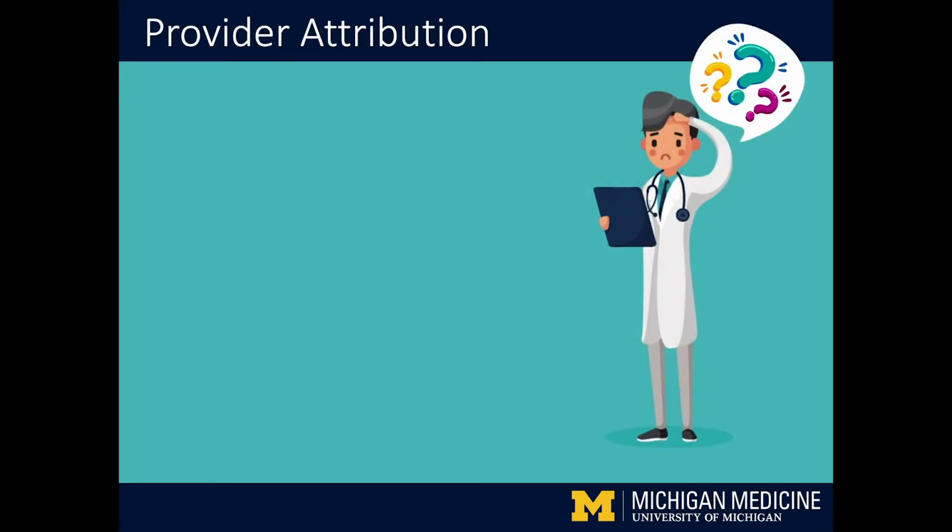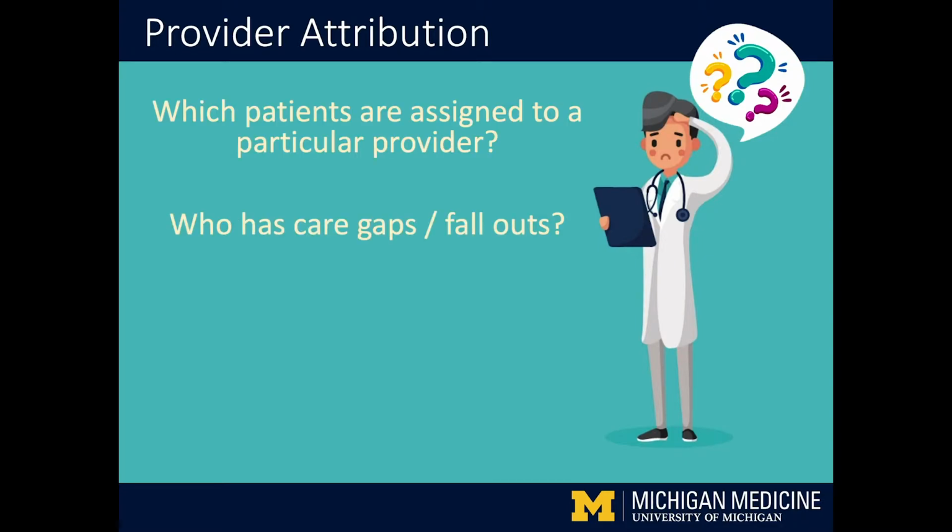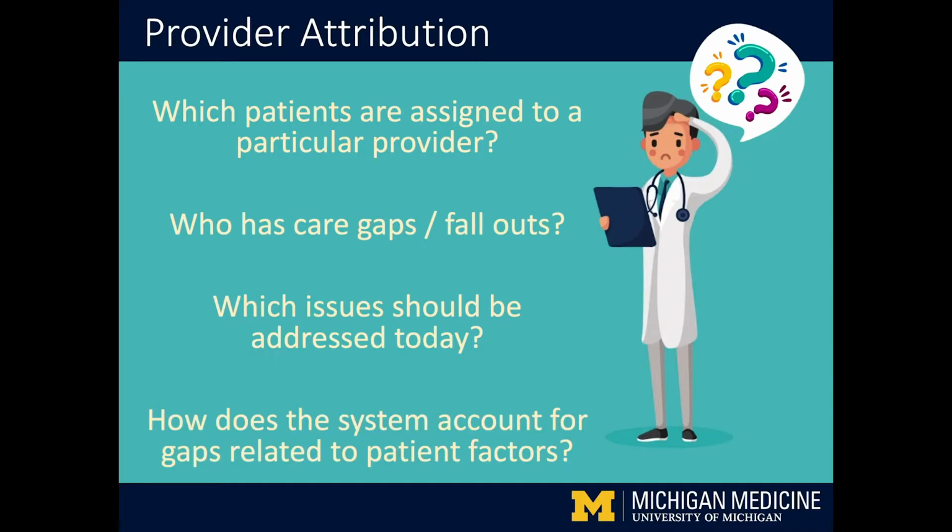Several questions commonly arise for individual physicians when they are doing the work of population health. Which patients are assigned to me? Who on my panel of patients has gaps in their care? Some patients have so many gaps it can be challenging to address them all. So how do I know which issues to address during the visit and which can be handled by other members of the care team or deferred to a future visit? And how does the system keep track of patients who have been offered services previously?